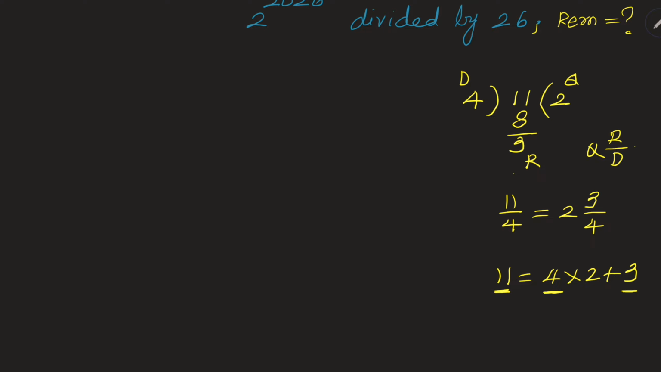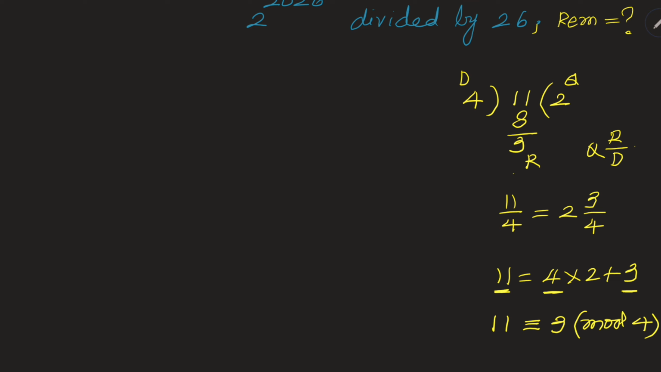Now we can represent it in another way, which says that 11 remainder is 3. What is the meaning of that? When you take 11 and divide by 4, you will get the remainder 3. And we read it as 11 is congruent modulo to 3 mod 4. That means 11 minus 3 is divisible by 4, or when you divide 11 by 4, the remainder is 3.